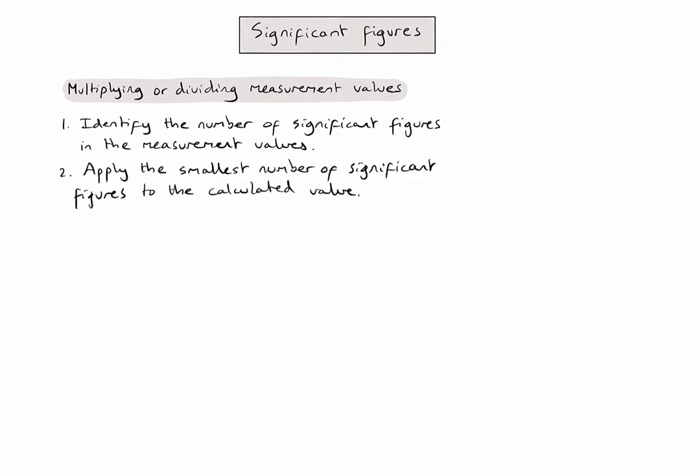And the reason we do this is because it takes into account the precision of measurements in our experiment in order to present final values to an appropriate number of significant figures. Let's have a look at 3 simple examples.